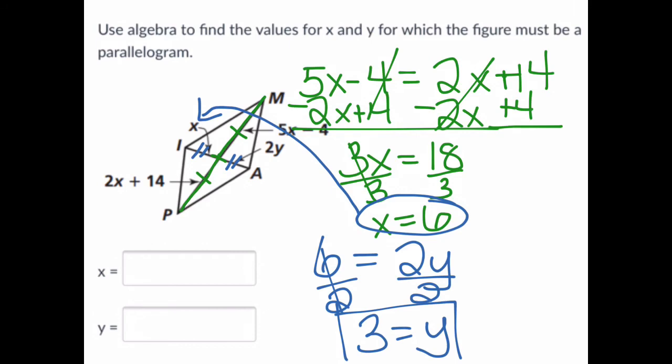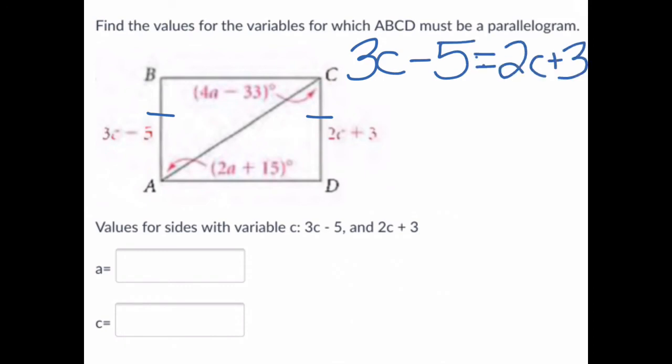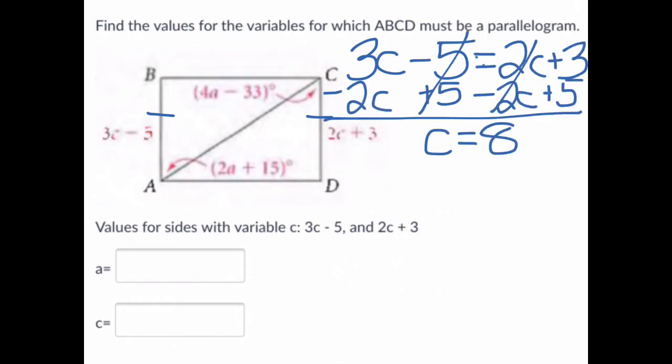And now we move on to the next one. Find the values for the variables for which a, b, c, d must be a parallelogram. Well, if it's a parallelogram, remember that the left-hand side here and the right-hand side here would have to be equal to each other. So you can set those equal. 3c minus 5 equals 2c plus 3. And then you can solve that using algebra. And what you'll get is that c equals 8.